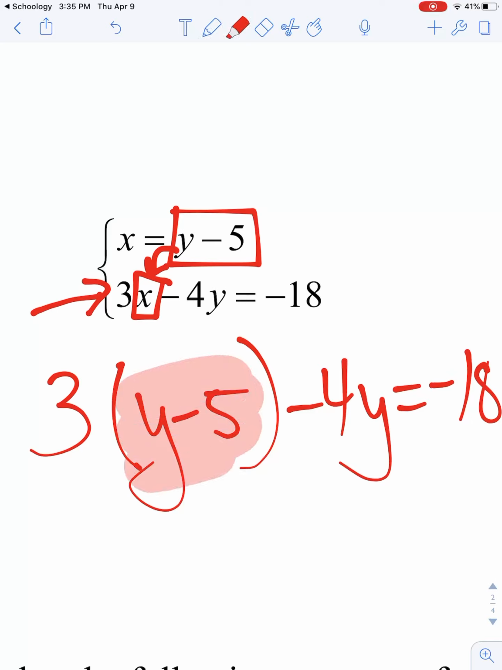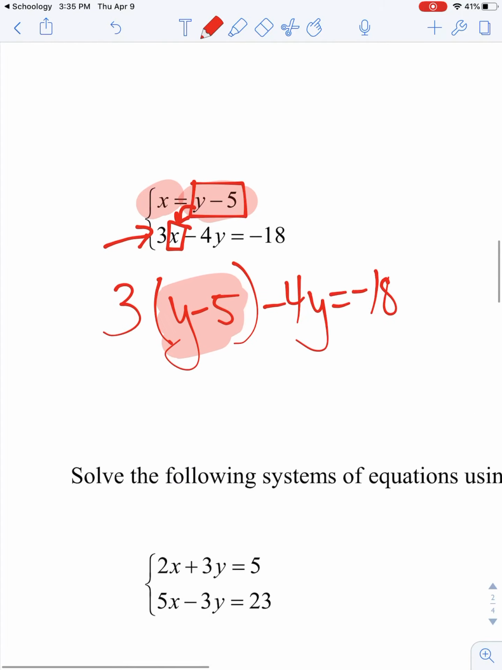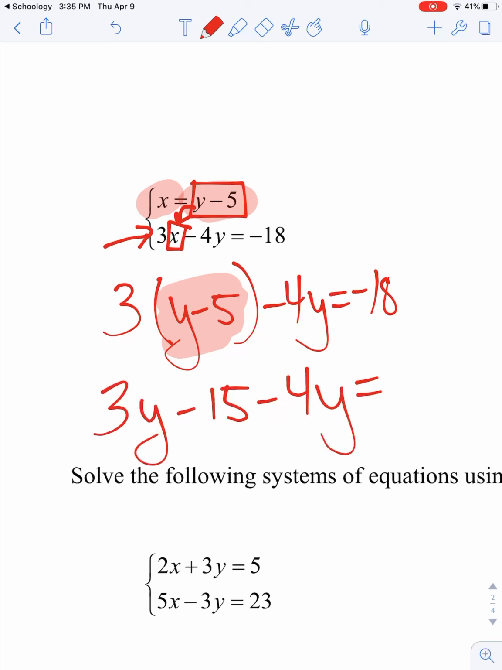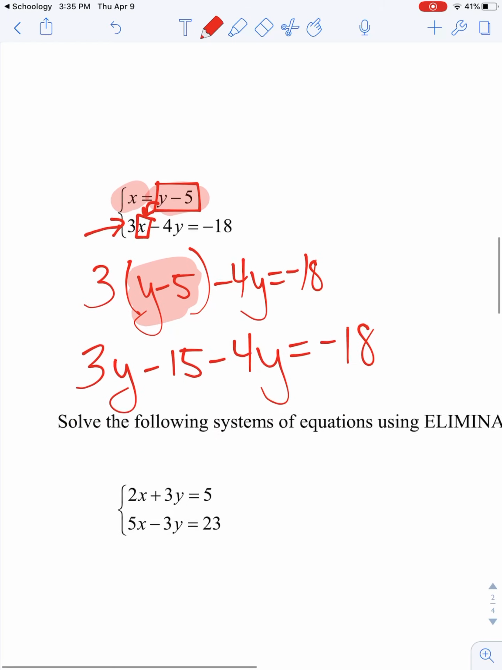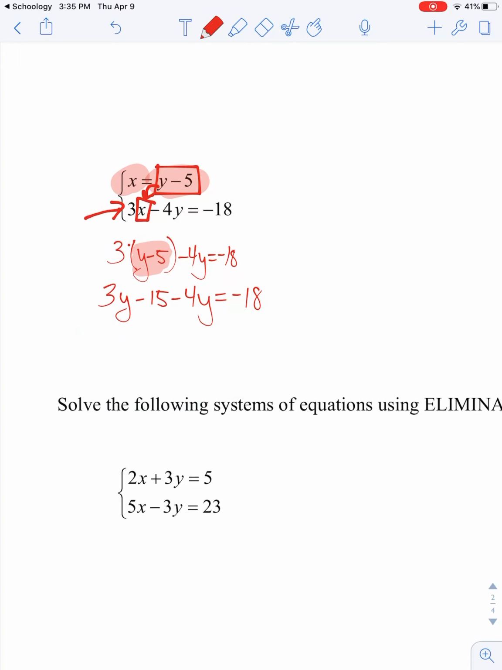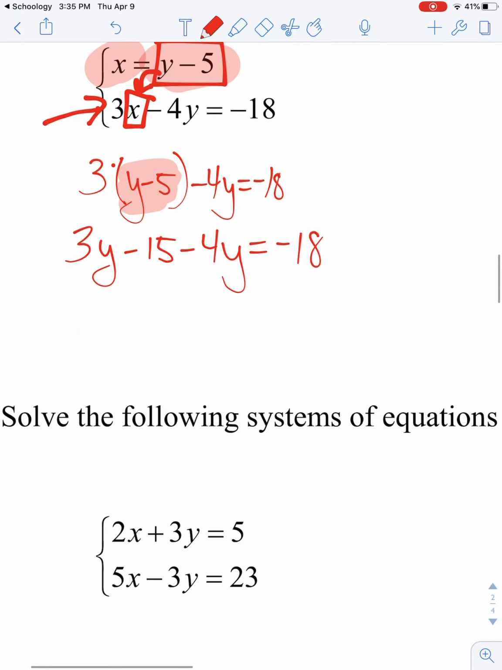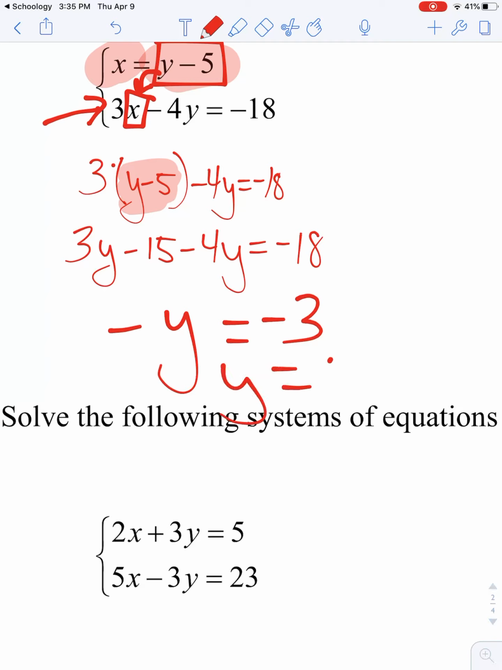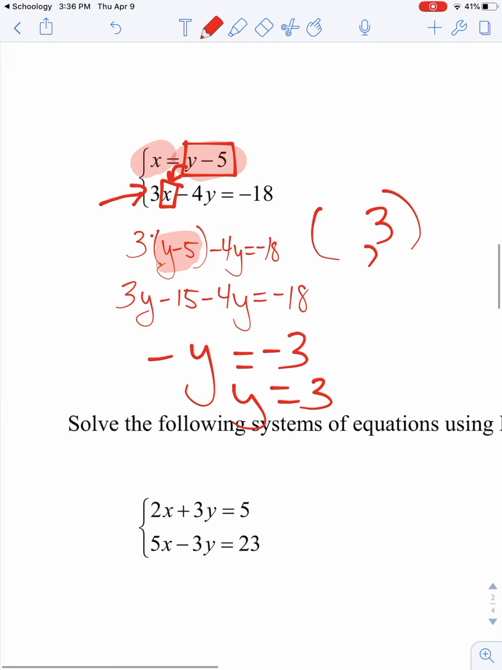So look at this, it says 3x minus 4y equals negative 18. Then you distribute the 3. Combine like terms, so we get negative y. We're going to get negative y here equal to negative 3 after I add over the 15. So I'm kind of skipping some steps here. So I get y equal to 3. Remember, y is the second part of my ordered pair, so I'm going to write it like that. So I still have to get the x value.